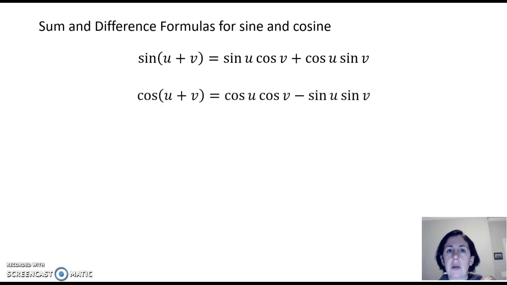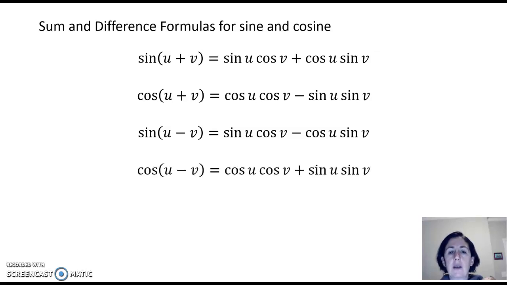The cosine of two angles being added together, u and v, would be the cosine of u times the cosine of v minus the sine of u times the sine of v. The sine of u minus v would be the sine of u times the cosine of v minus the cosine of u times the sine of v. And the cosine of u minus v would be the cosine of u times the cosine of v plus the sine of u times the sine of v.